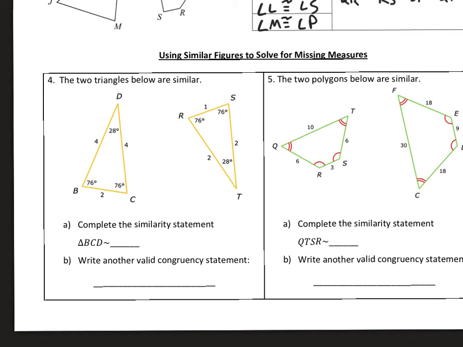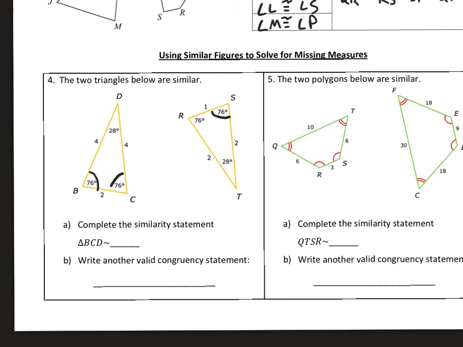Use similar figures to solve for missing measures. The 2 triangles below are similar. Complete the similarity statement. So we have triangle BCD, and that's similar to, now we have congruent angles. So I'm going to try to do this like this.